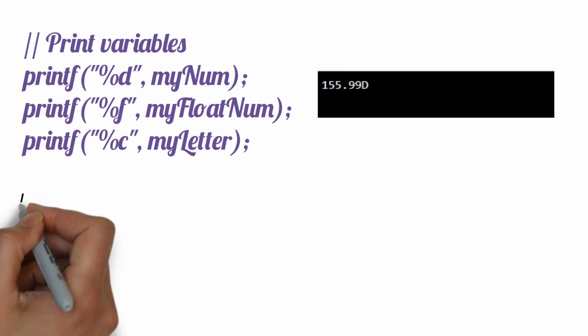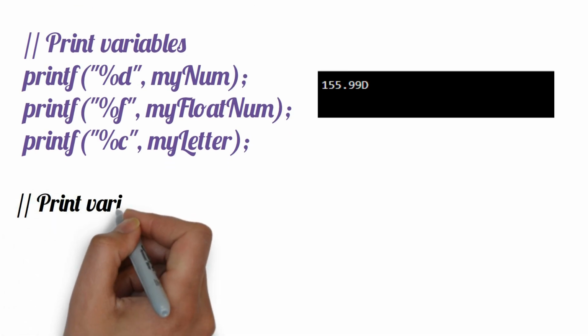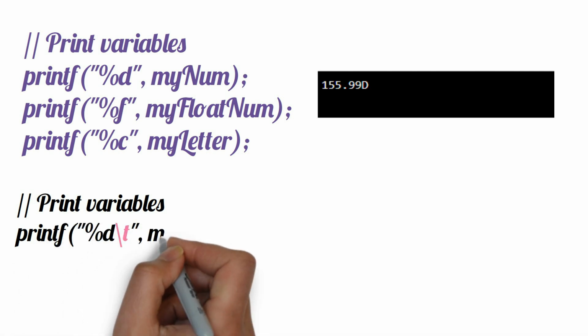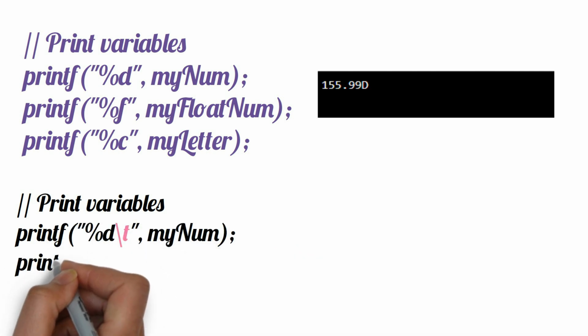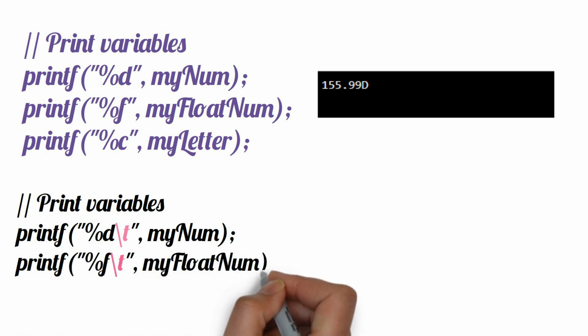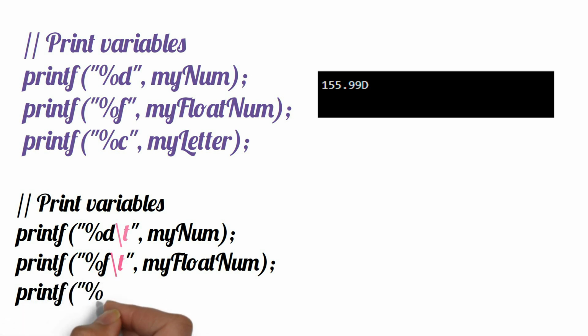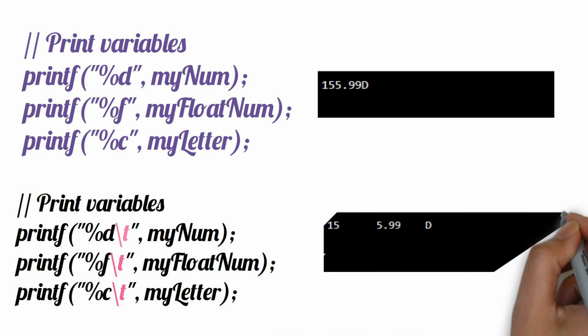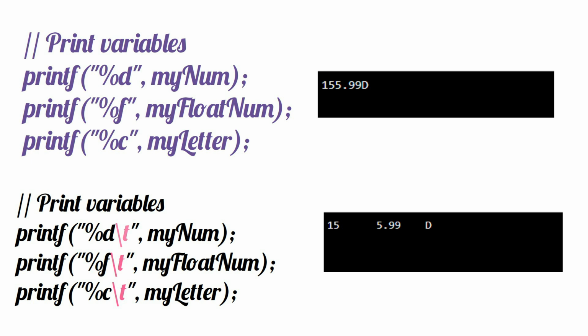So now the existing code will change like this. Printf, double quotes, percentage d \t, double quotes close, comma, mynum. Same thing I'll do for the floating point also. I'll insert \t, and for the character also I'll insert \t. Now I'll run this code. As you can see in the output, there is sufficient space between the numbers and the letter.